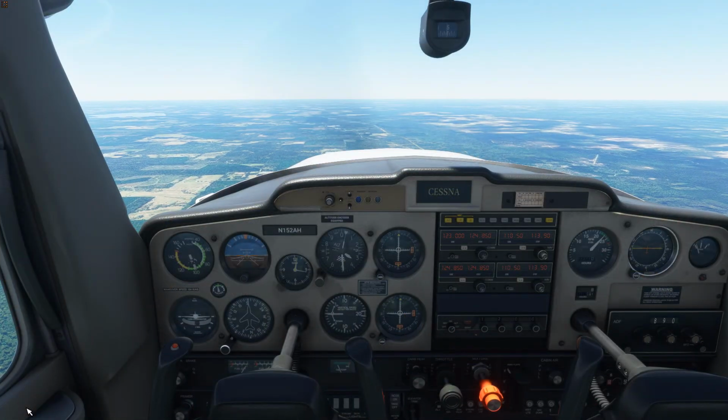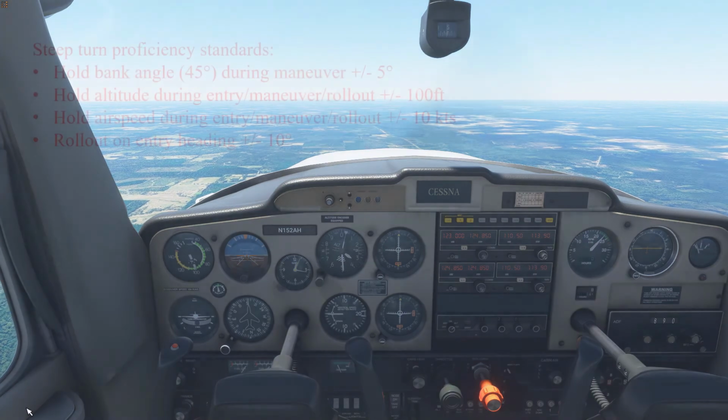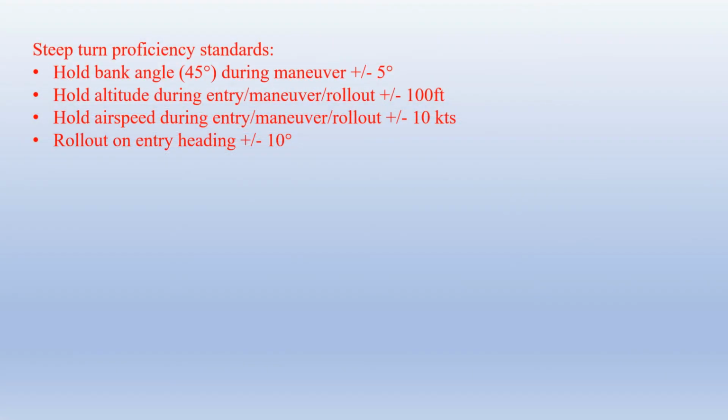You can consider yourself proficient at this maneuver once you can hold the bank angle in the turn at 45 degrees, plus or minus 5 degrees, hold the altitude during entry, maneuver, and rollout, plus or minus 100 feet, hold the airspeed during the entry, maneuver, and rollout, plus or minus 10 knots, and roll out on the entry heading, plus or minus 10 degrees.